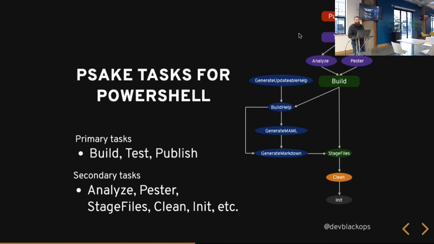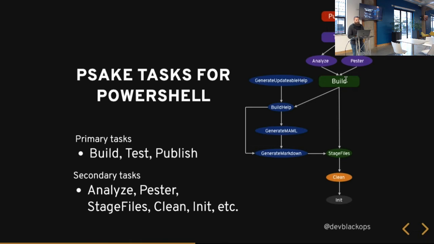In this case, if I wanted to publish, well, I probably should test that module first. So I would run a test task. A test task could maybe run an analyze task, which would run PS script analyzer, and a pester task to run your pester tests. Before any of those can execute, they probably should build the module. To build the module, you can get as fancy as you want to build it.